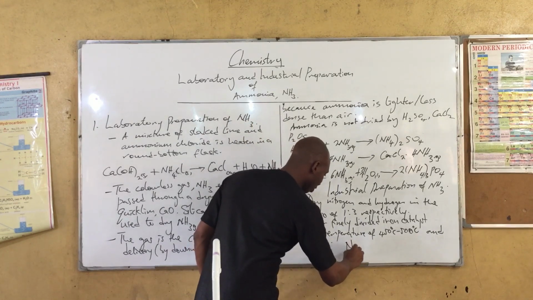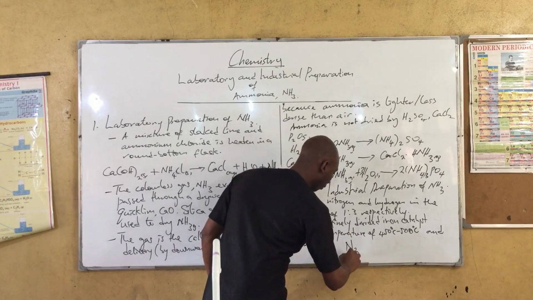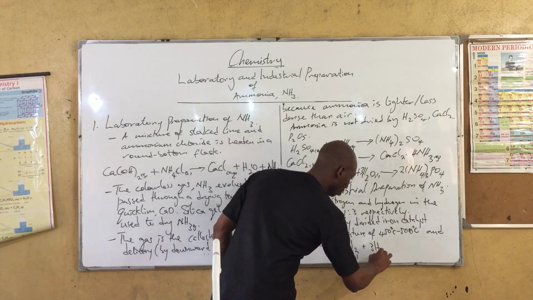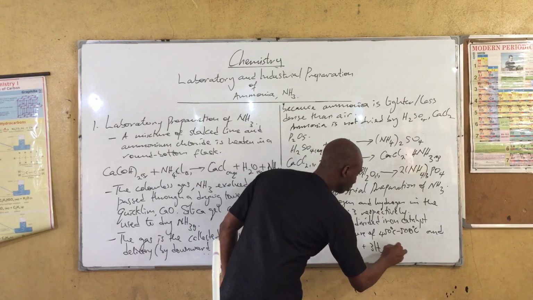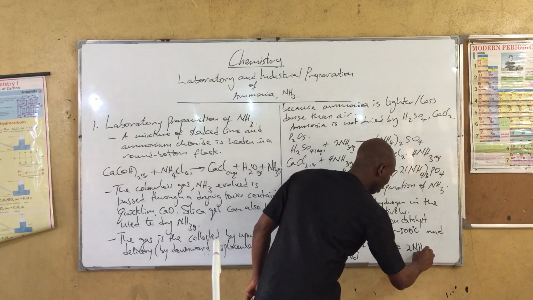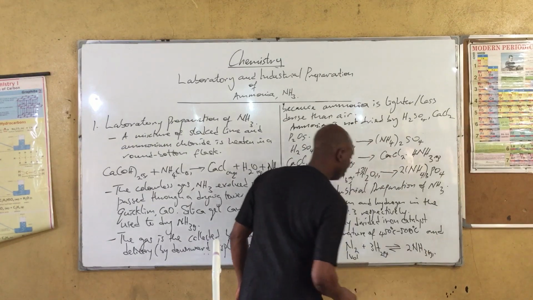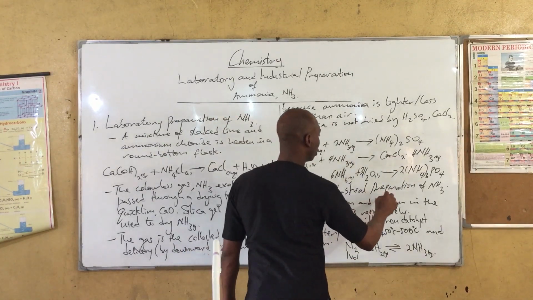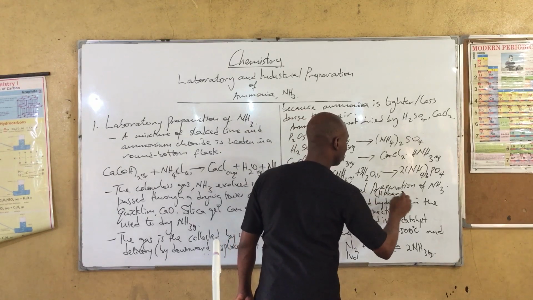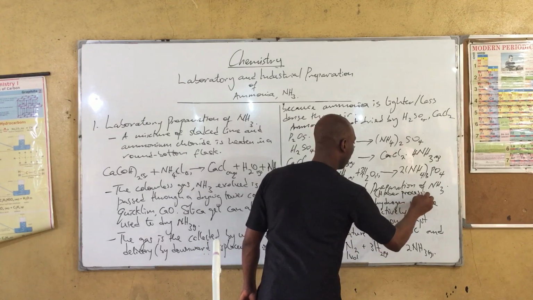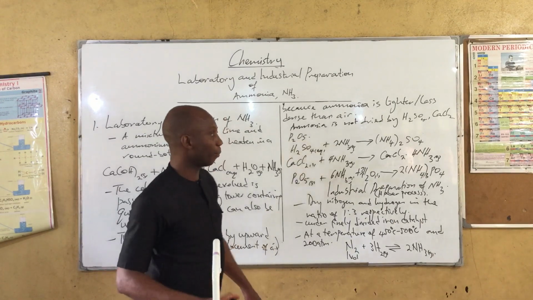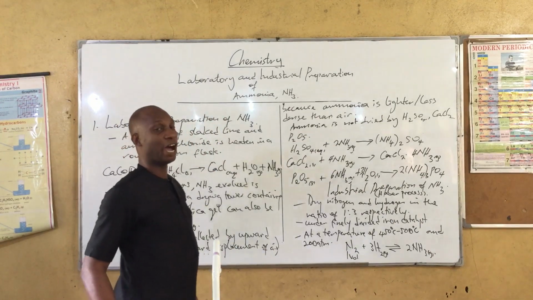So the equation for the reaction is 1 volume of nitrogen and 3 volumes of hydrogen reversibly will give you 2 moles of ammonia gas. This reaction, the process, we call the Haber process. So that is the laboratory preparation and the industrial preparation of ammonia.